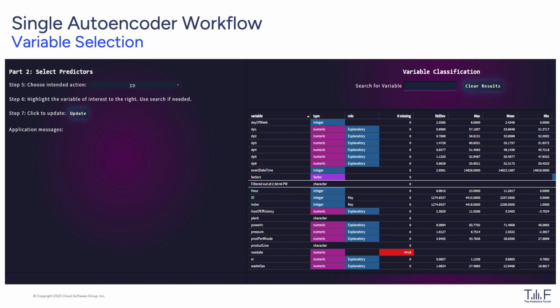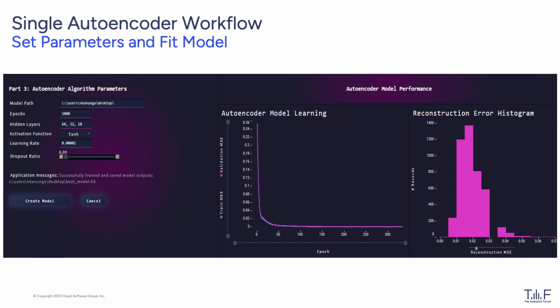Then we select which variables are of interest in our particular analysis. We set the parameters on the left side here, and we get a result out of our training process. We get a learning curve, which shows the decreasing error over more and more training. And then on the right, we see the same data represented as a histogram. It shows the number of small reconstruction errors on the left and the number of large reconstruction errors on the right.